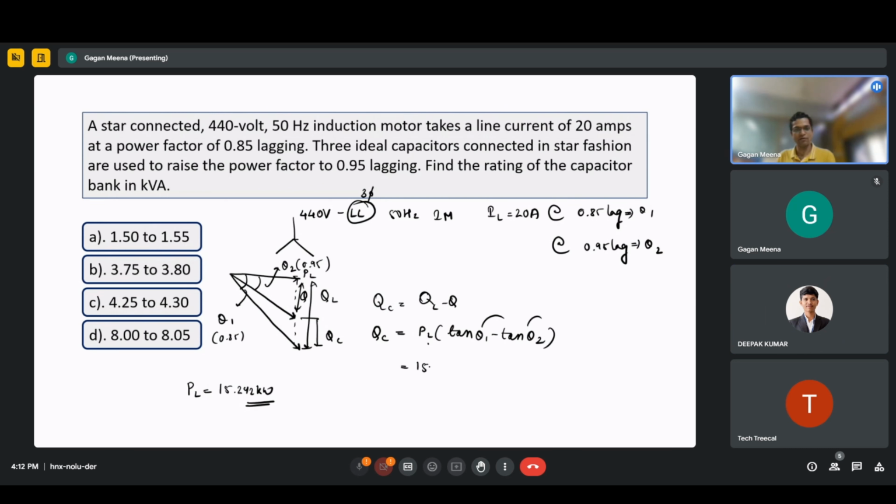Okay, so now find out. How much is this? This is tan of cos inverse 0.85 minus tan of cos inverse 0.95. So how much is this? Calculate this value.